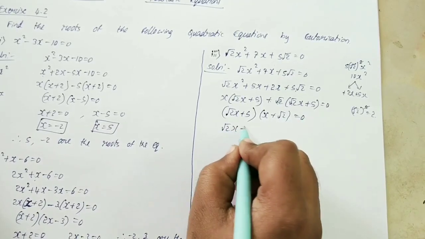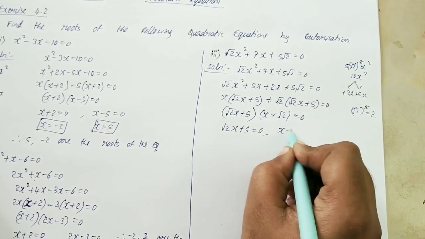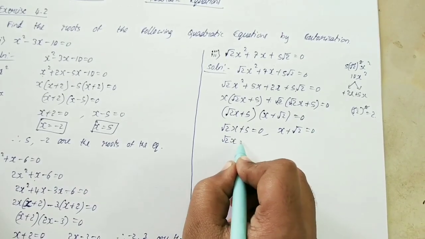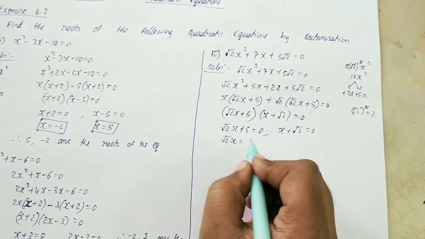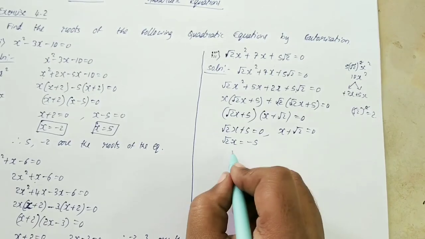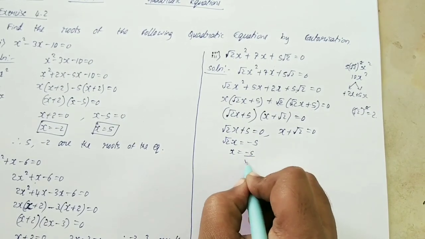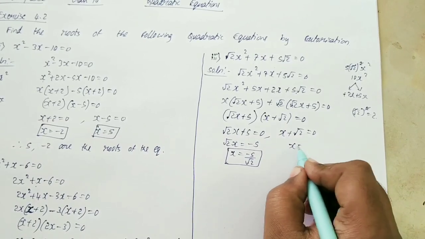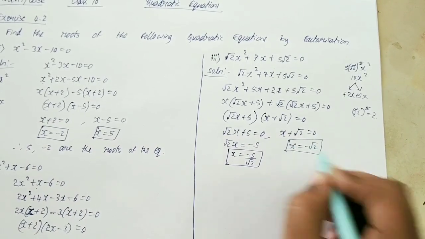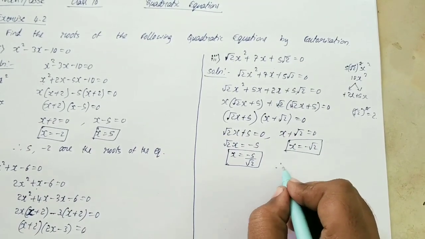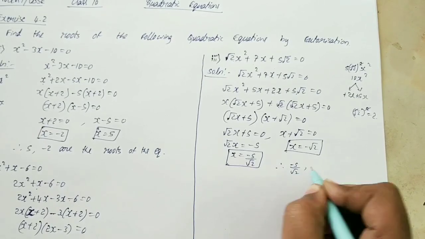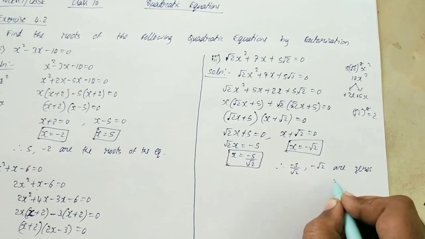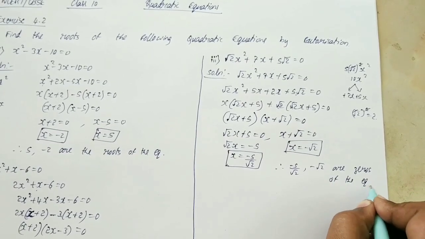Now root 2x plus 5 is equal to 0 and x plus root 2 is equal to 0. So what will happen here? Root 2x is equal to, if I shift plus 5 to the RHS, it will become minus 5. And if I shift root 2, what will it become? x is equal to minus 5 by root 2. So next, if I shift plus root 2, it will become minus root 2, right? So these are the zeros. Therefore, minus 5 by root 2 and minus root 2 are the zeros of the equation.